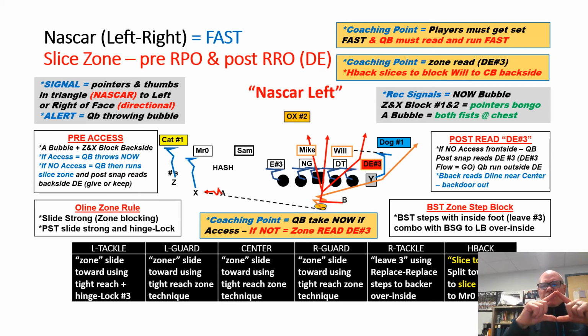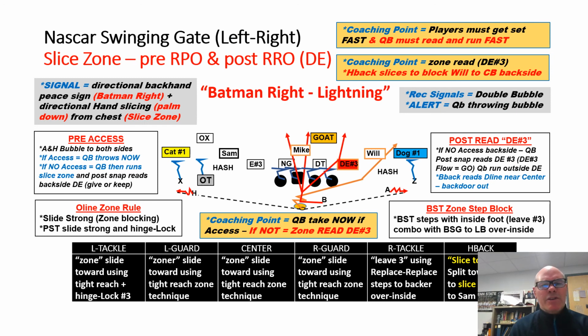Signal for this now is real simple. If we want to go NASCAR left, we'll just go to that side with the NASCAR signal. That would be NASCAR left, NASCAR right. Real simple. All right, last one then is a classic swinging gate.